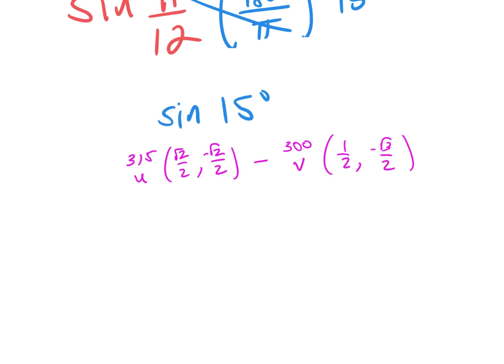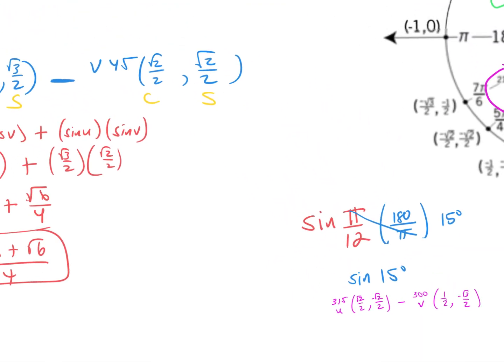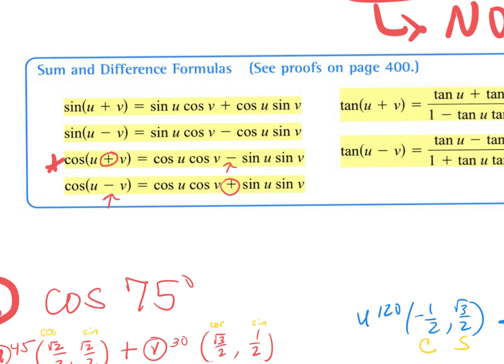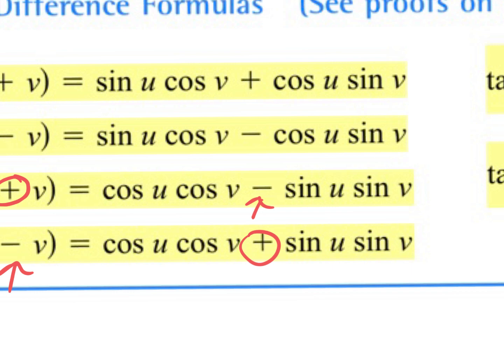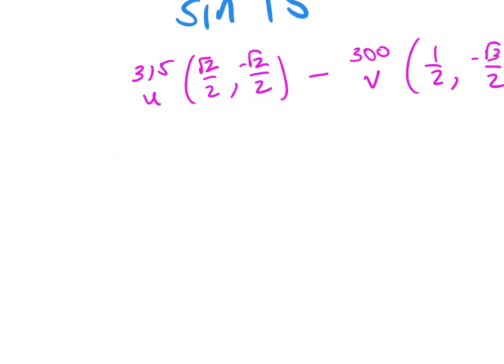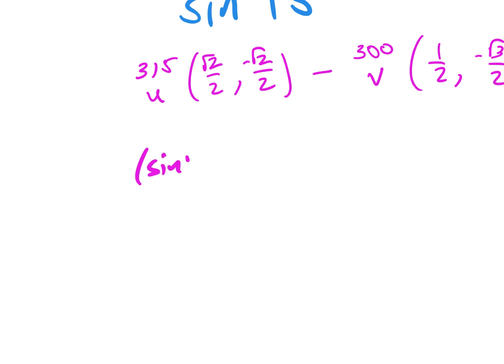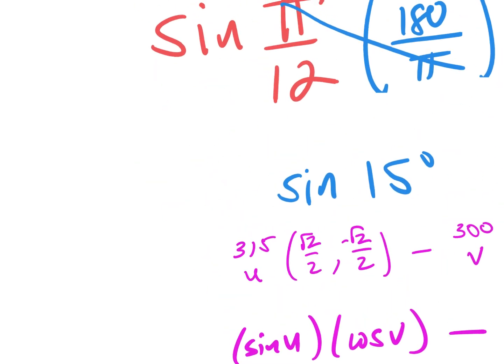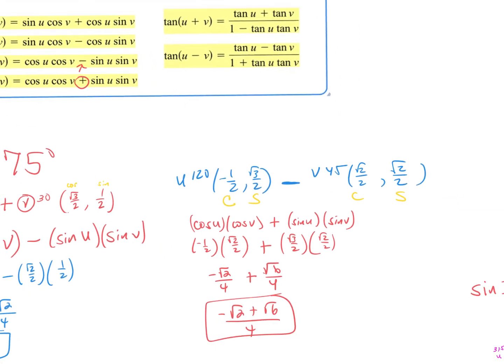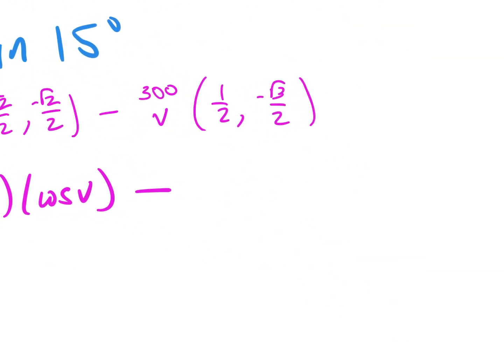We know what trig function they're asking for, so I go to my formulas. What am I looking for? Sine, cosine, or tangent? Sine. And then what am I doing to the two angles that I found? Subtracting. So this formula is sine u times cosine v. I'll write that down. It's sine u times cosine of v minus, what is it? Cosine u sine v? Right? Cosine of u times the sine of v.